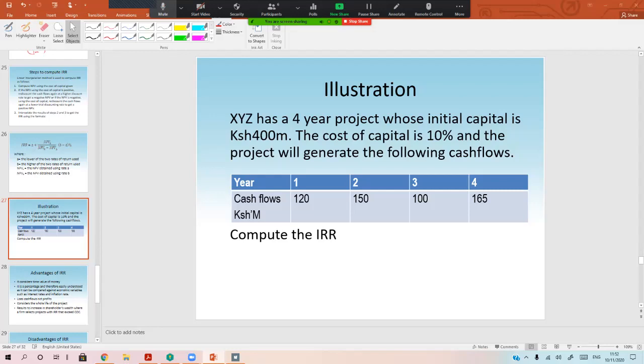Okay, supposing that you've gone through it. So in this example, we want to get what will be the IRR for this investment. And of course, we can advise the company as to whether it should invest or not invest in the project. So the cash flows are as follows: 120, 150, 100, and 165. Initial capital is equal to 400 million. So we want to compute what ought to be the IRR.